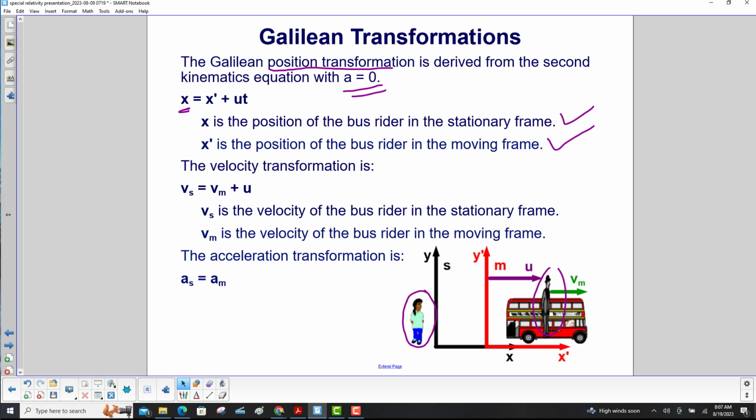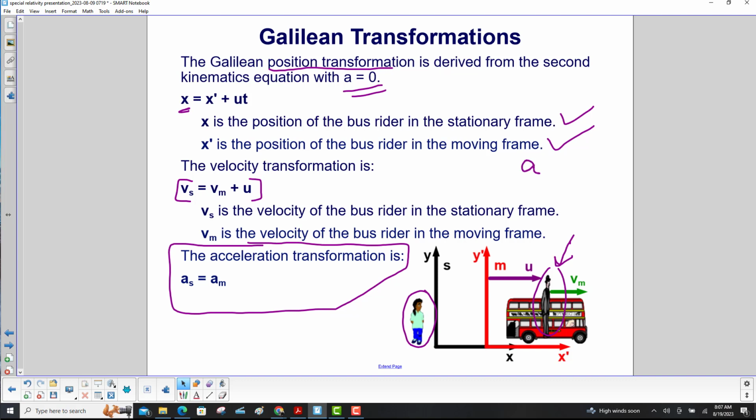The velocity transformation is v sub s is v sub m plus u. Vs is the velocity of the bus rider in the stationary frame, and Vm is the velocity of the bus rider in the moving frame. And finally, the acceleration transformation: As, the acceleration of this person here in the stationary frame, is exactly equal to the acceleration in the moving frame.